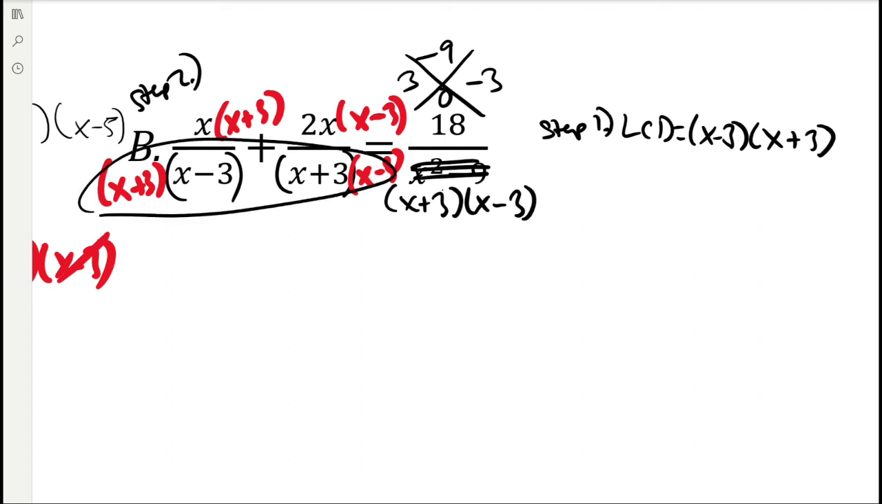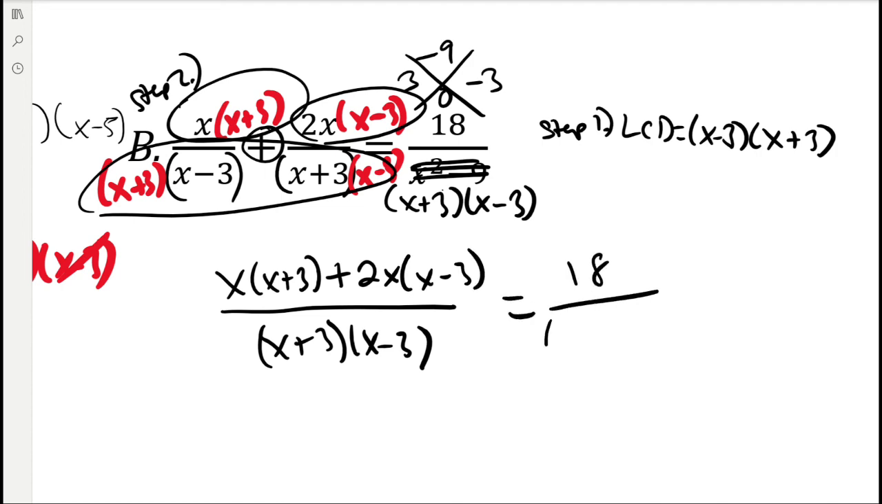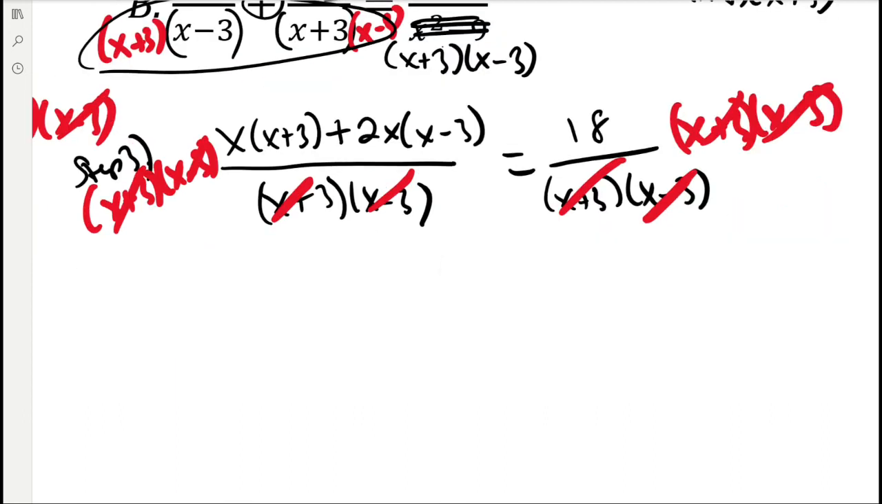Combine these two fractions into one, these two denominators. You're going to combine these numerators with an addition sign in between. Equals the right side. Now step 3 is going to be multiplying both sides by the LCD, which in this case is the same for both. So they cancel on both sides. So now we have the numerators equal to each other.